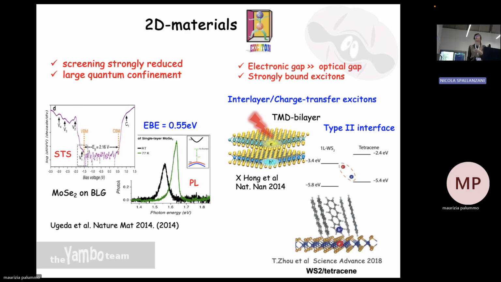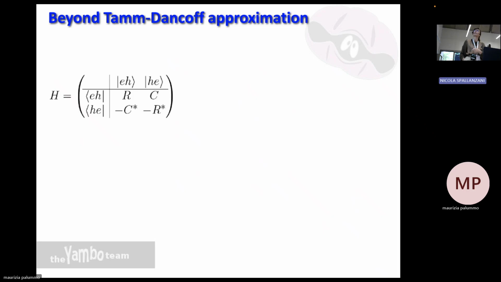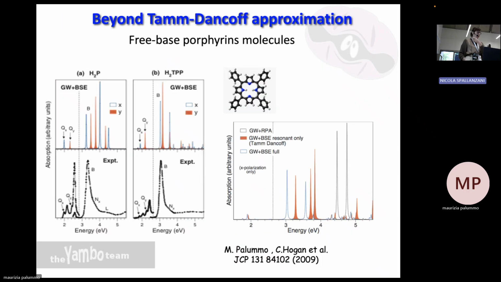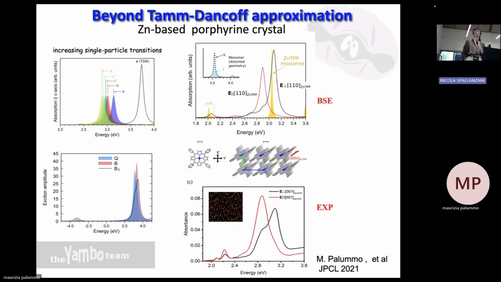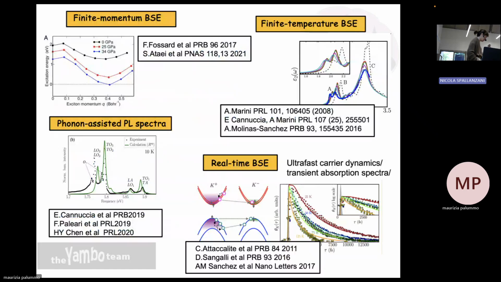Okay, so I have to end. I want to show you that in principle, in all materials, if you want to calculate absorption, there is no need to go beyond the standard approximation, but in molecules, instead, it is important to include the other part of the excitonic Hamiltonian that I mentioned, in organic materials. Okay, this is just a brief introduction to the Bethe-Salpeter equation.